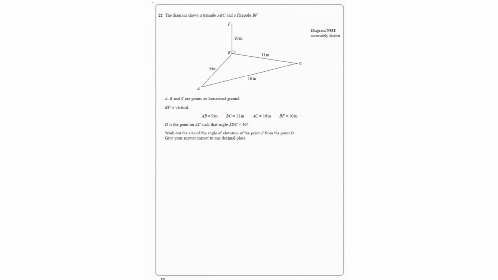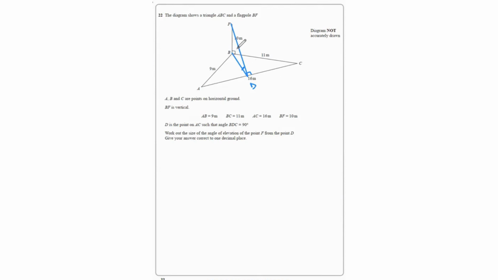So it says that D is the point on AC such that the angle BDC is 90 degrees. So you can say this is our point D. So first, to figure out the angle of elevation of the point F from point D, we need this. This is the angle I need to find.